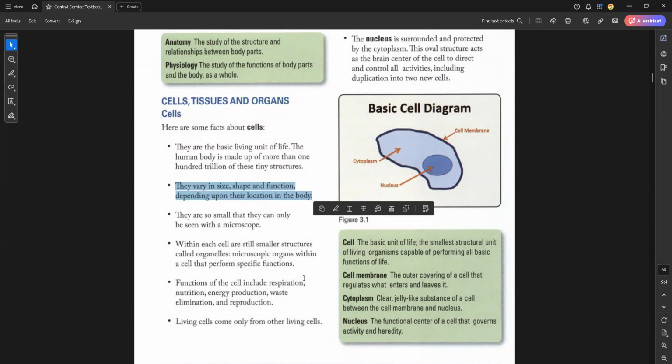I'm not all that interested in the size, but I'm more interested in the shape and function. So I want everybody to listen to me. They vary in shape and function. Our fingers are elongated, so the cells should have that kind of shape so that when they are grouped together, it will give a shape to the finger. Eyes are spherical. Let's come to the function.